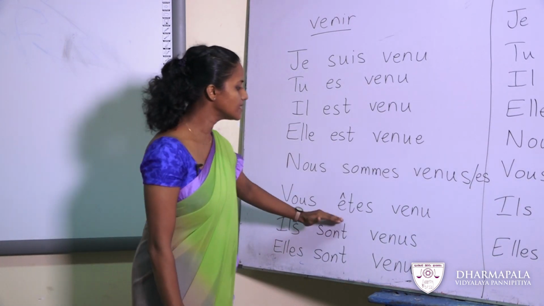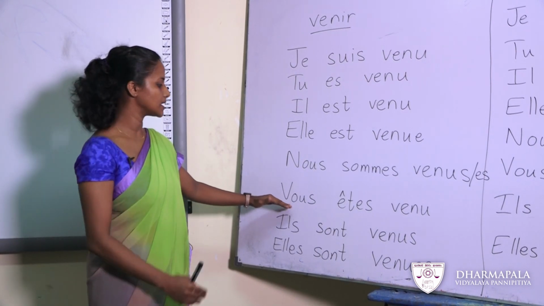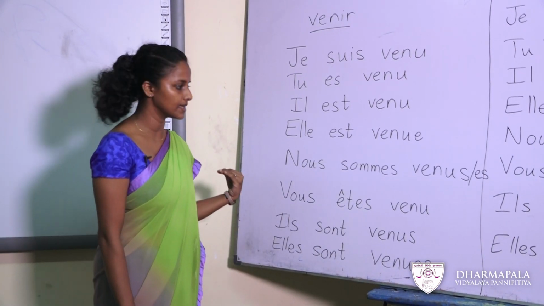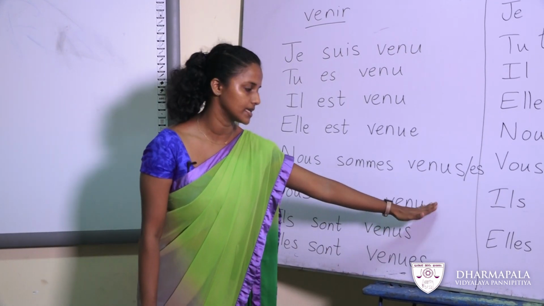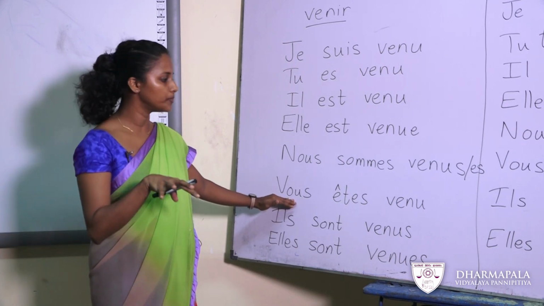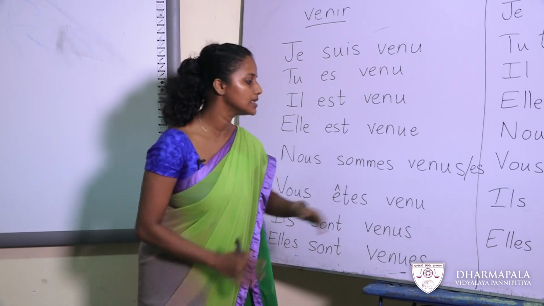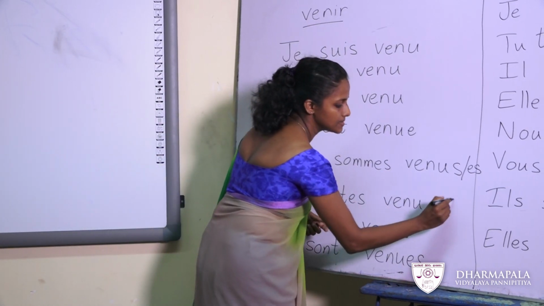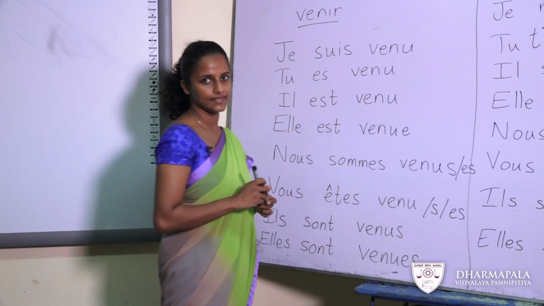Vous avez venu, vous êtes venu here also. If the vous we are talking about is an adult, that should be singular, so we can't add another S or whatever. But if we are talking to a group of people and we say vous, here this vous should be plural, so we have to add S, or if it is feminine plural, we have to add ES.